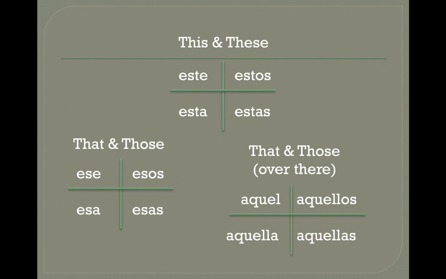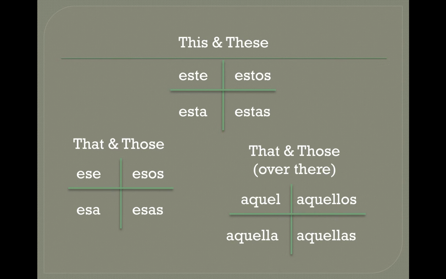The 12 direct or demonstrative adjectives that we're going to be using are as follows. This and these is este, esta, estos, estas, where este and esta mean this, estos and estas mean these, meaning plural, and you can see how they agree in gender and number. Este is masculine and singular, estas is feminine and plural.